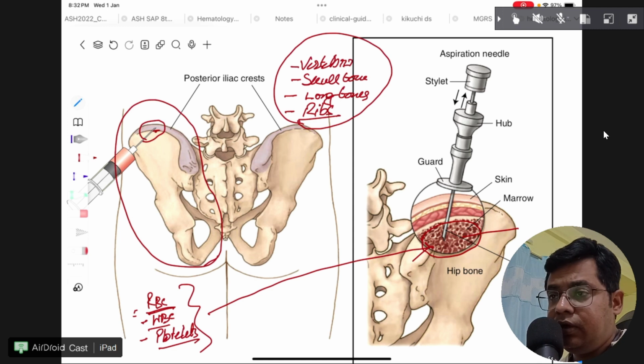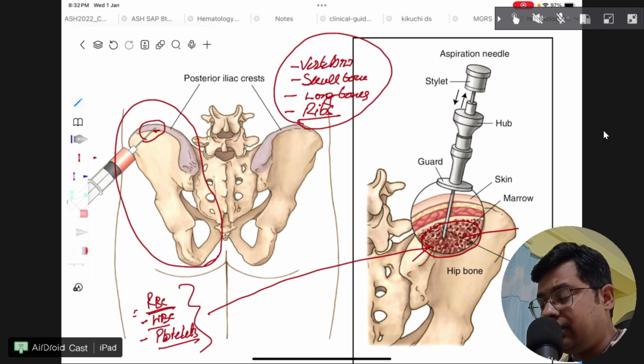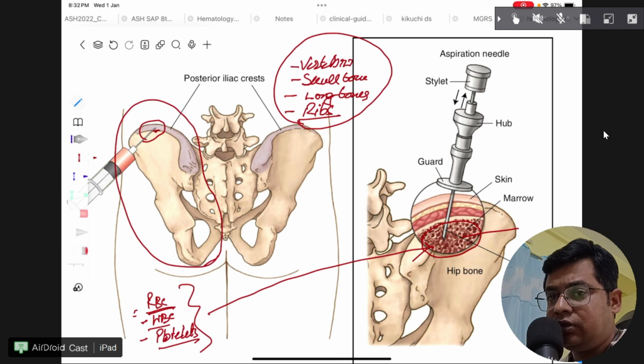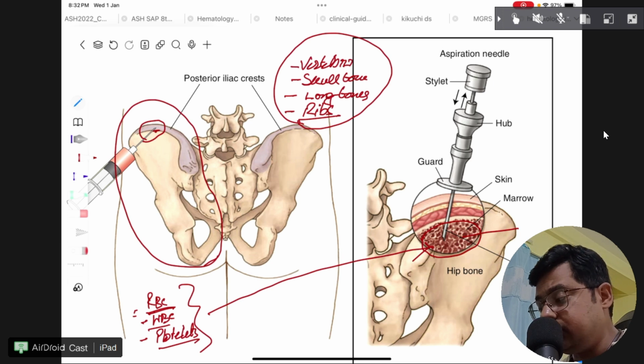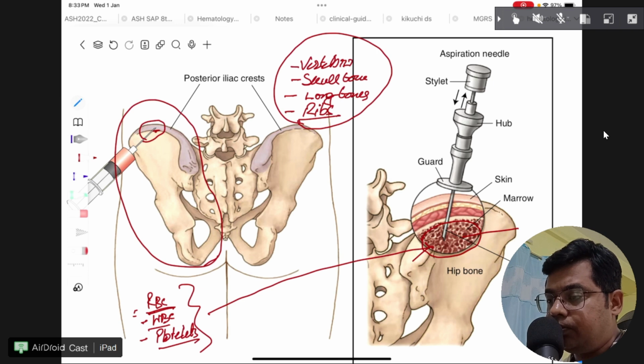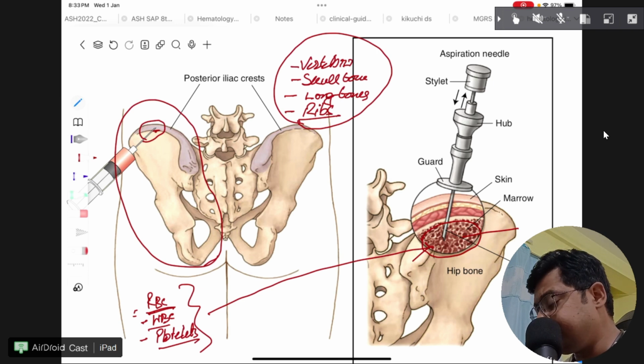It can be done as an outpatient department procedure. It is not necessary to admit the patient each and every time you are doing a bone marrow examination. So it can be done on an outpatient basis also.